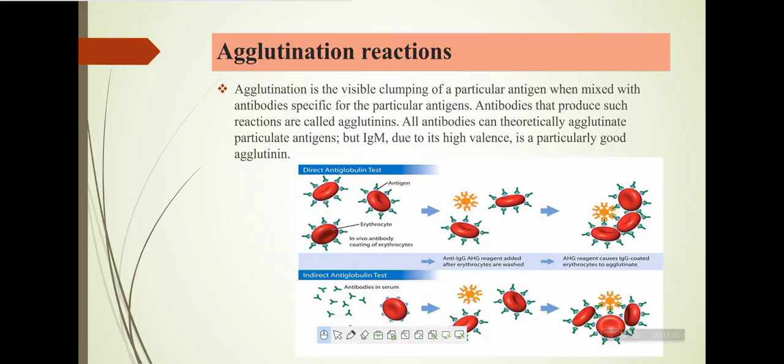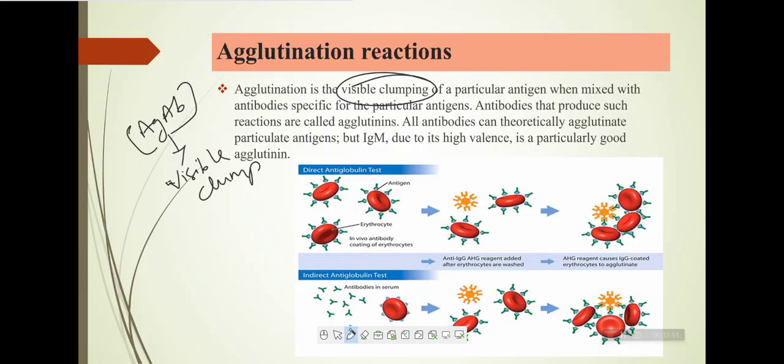Another is the agglutination reaction. What is an agglutination reaction? Actually, agglutination will take place when a visible clump is formed. When the antigen-antibody complex is formed, this complex is in a visible form, a visible clump. This is an agglutination reaction.